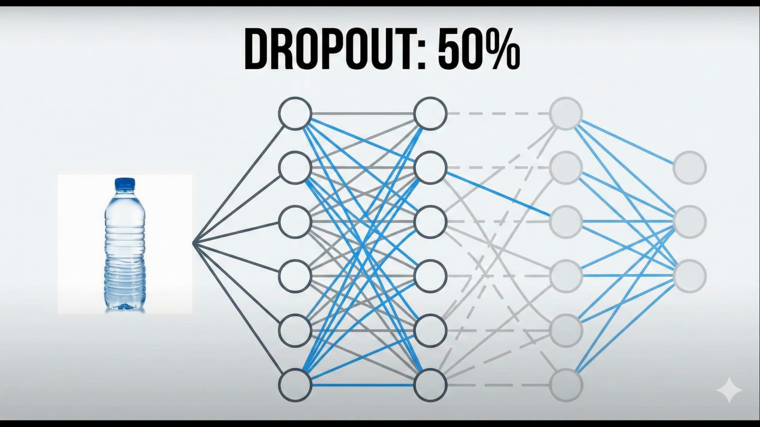I also added a dropout layer with a 0.5 probability. This randomly turns off half the neurons during training. It forces the network to be redundant. It can't rely on just one neuron to say, this is a scratch. It has to build a robust consensus. Now, here's a specific design choice I made that differs from a lot of tutorials.